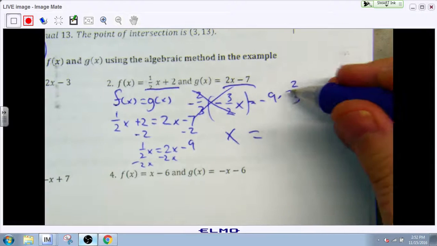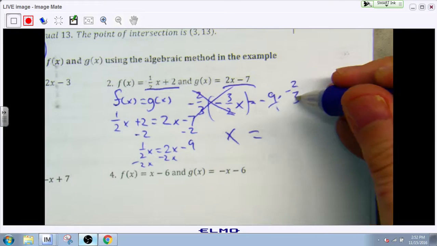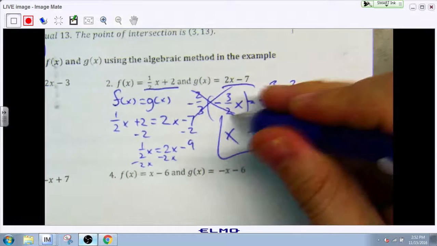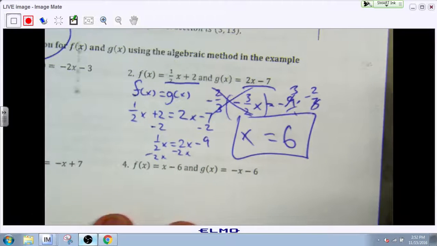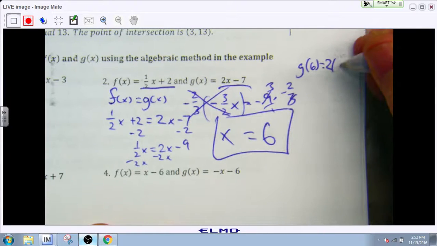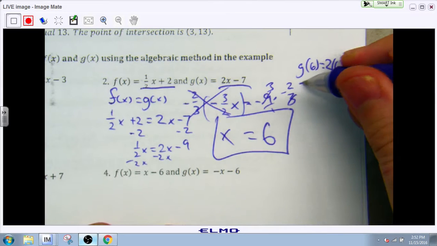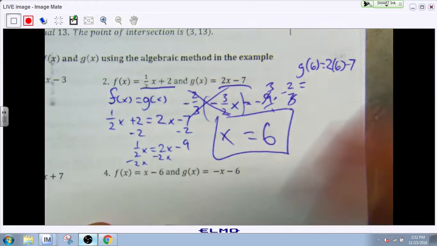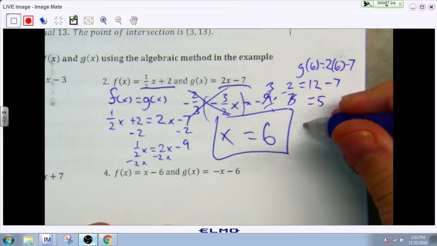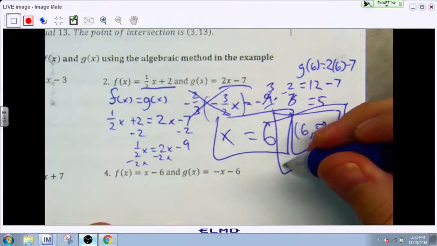Negatives and negatives cancel. 9 divided by 3 is 3, right? 9 over 1, 9 divided by 3 reduces to 3. 3 times 2 is 6. So x equals 6. I'm halfway there. I just need to plug it in. So I'll do g of 6 equals 2 times 6 minus 7. You can see I'm running out of room, but I'll make it happen. So that's going to equal 2 times 6 is 12 minus 7 is 5. So I know that the point 6 comma 5 is my answer. Put a little box around it.